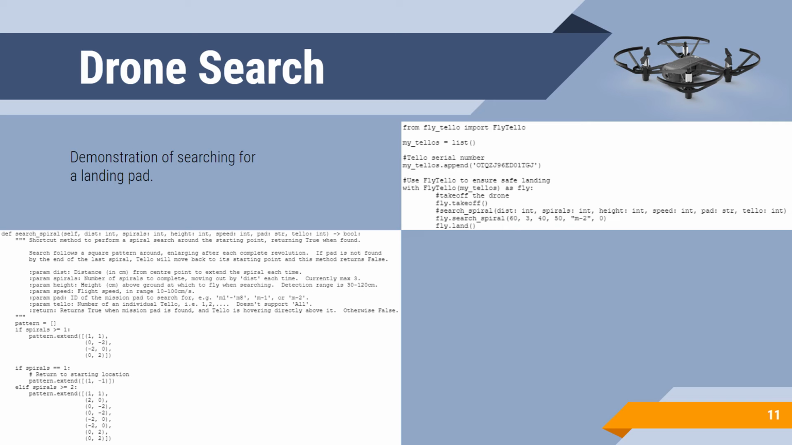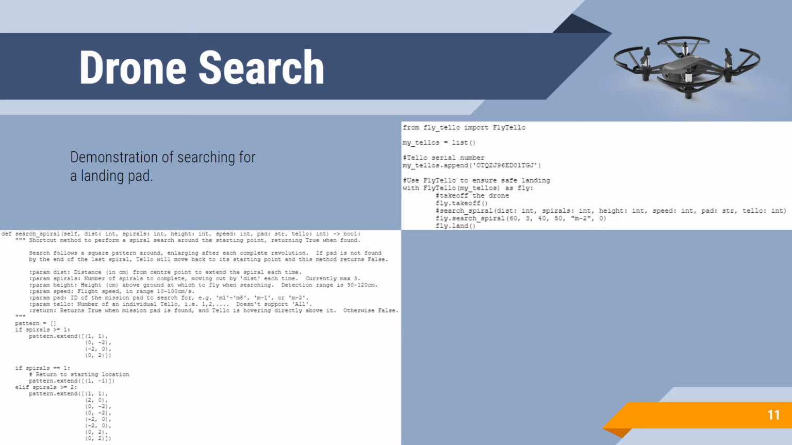How search spiral works is that we first specify 6 parameters: the distance, how many spirals, the height of the search, the speed of the drone, which pad we want to land on and find, and which drone to command. In our command, we also specified the pad m-2. This means to find the nearest pad available.